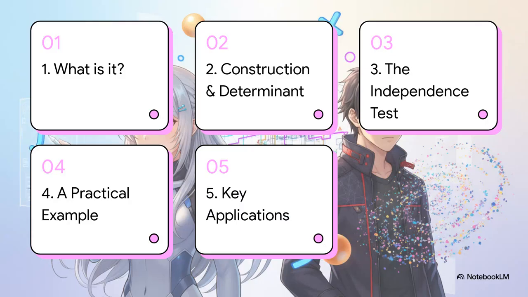So here's our game plan for today. We're going to start with the basics, what even is this thing? Then we'll get our hands dirty and see how to actually build it and find its determinant. After that, we'll get to the main event, its most important job, the test for linear independence. And we'll walk through a real example. And finally, we'll connect it all back to the real world and see where this tool really makes an impact. It's a clear path from theory straight into practice.